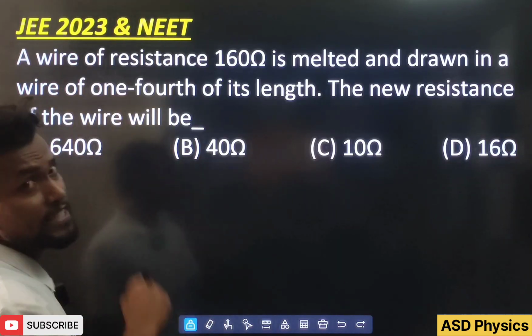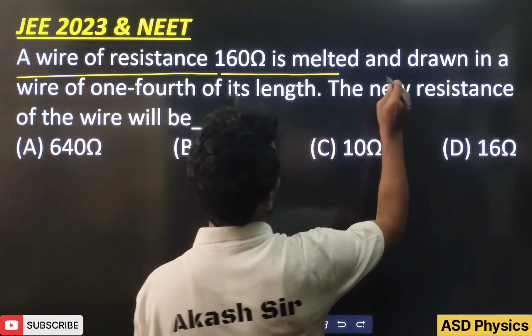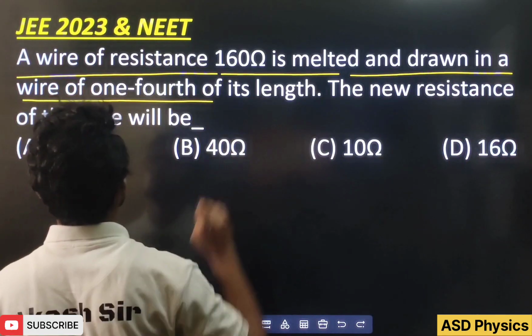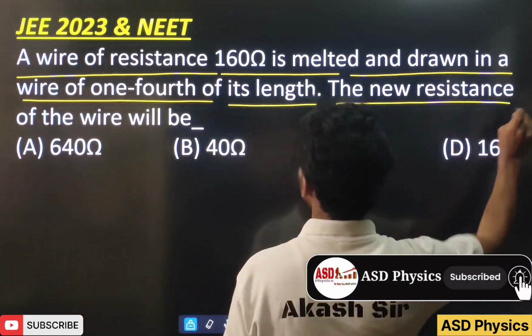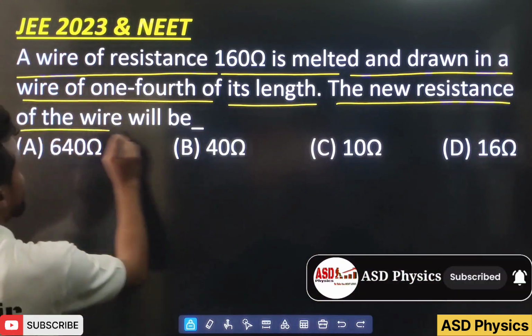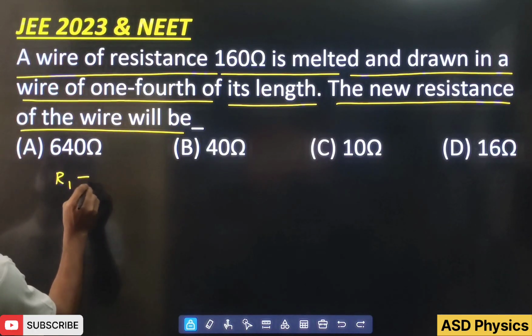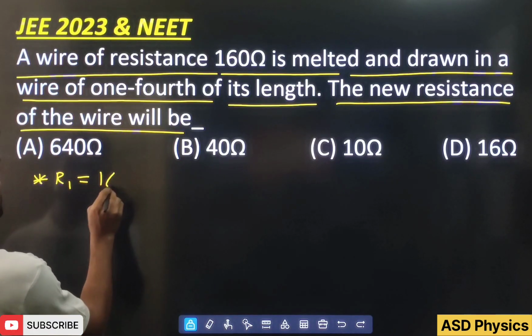So see, now JEE 2023 question is there. A wire of resistance 160 ohm is melted and drawn into a wire of 1/4 of its length. The new resistance of the wire will be how much? Okay, so again see here, let me write here the resistance given: 160 ohm.